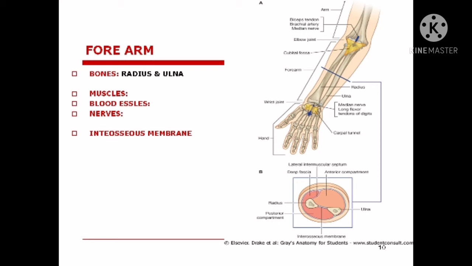The blood vessels are the ulnar and the radial artery, which are the branches of the brachial artery. The nerves are the median and the ulnar nerves for the flexor muscles, and the radial nerve for the extensor muscles.